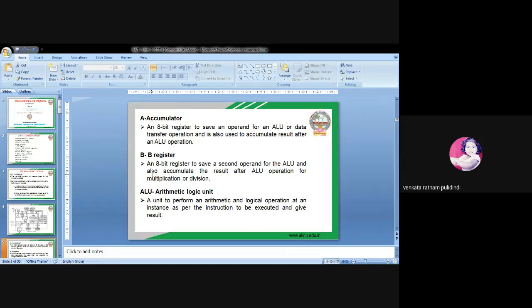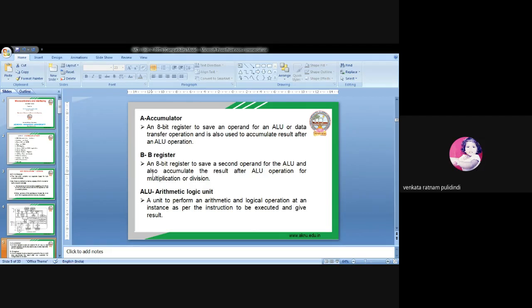For example, when you multiply two single digit numbers, say 8 and 4 in decimal, the result we get is a double digit number. That means we have two operands, and therefore the data is stored as follows: for example, 2 is stored in the accumulator and 3 is stored in the B register.